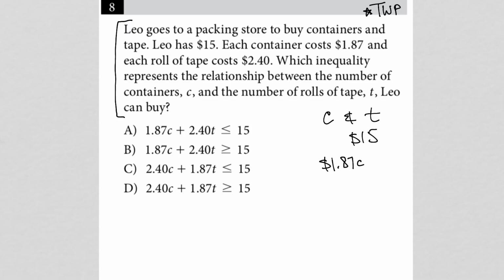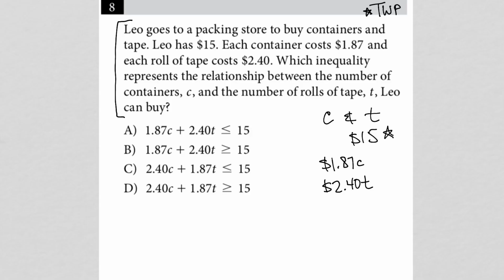And each roll of tape costs $2.40. So again, I don't know how many rolls of tape are being purchased, but $2.40 times the number of rolls of tape, T, would equal how much was spent on the rolls of tape. The next sentence says, which inequality represents the relationship between the number of containers, C, and the number of rolls of tape, T, Leo can buy? And that's where this $15 comes in.